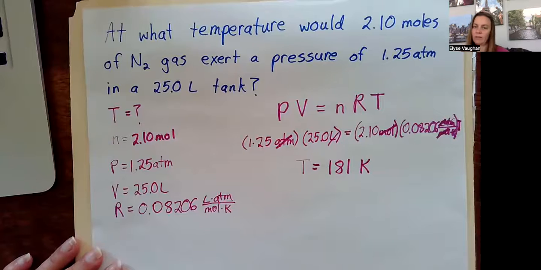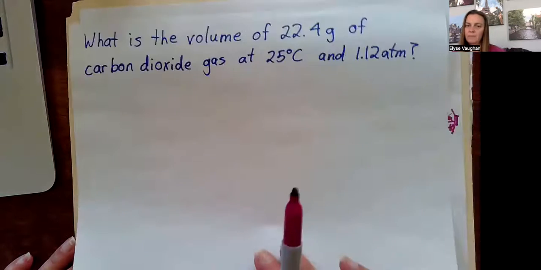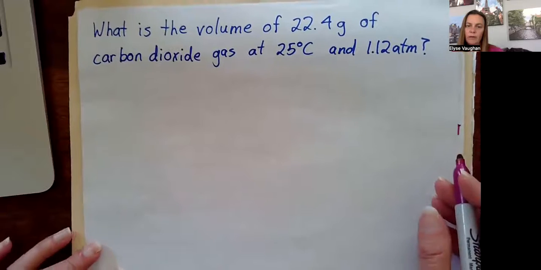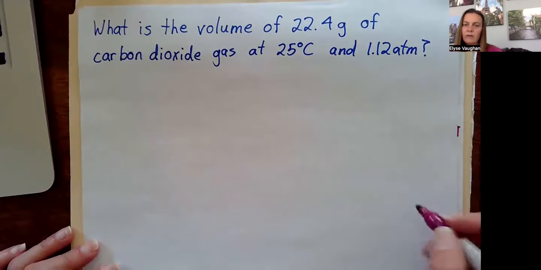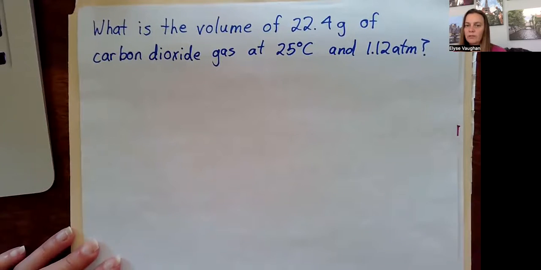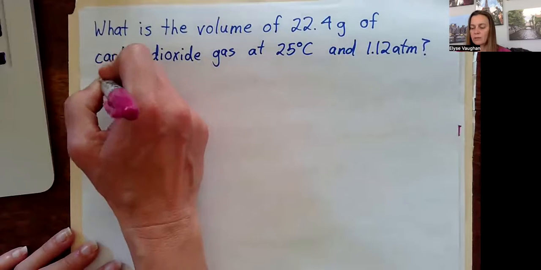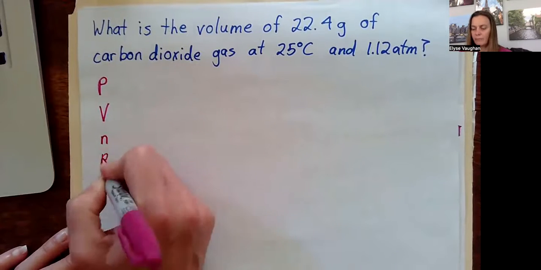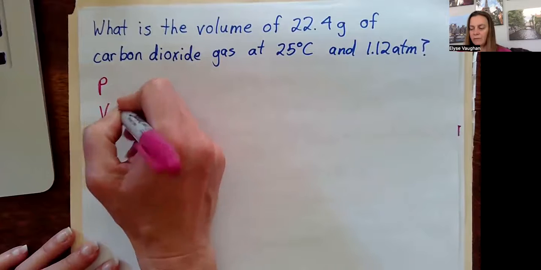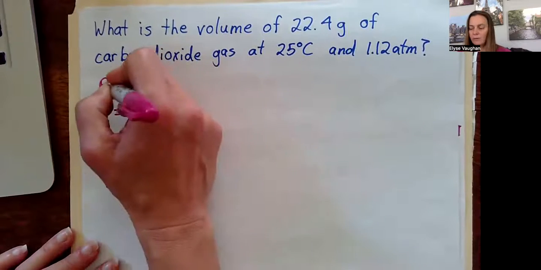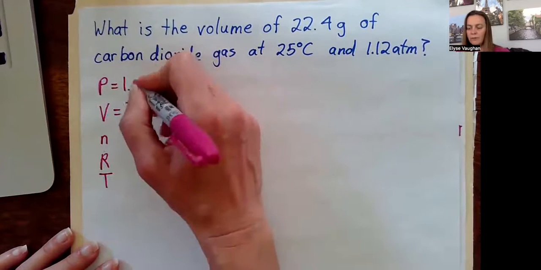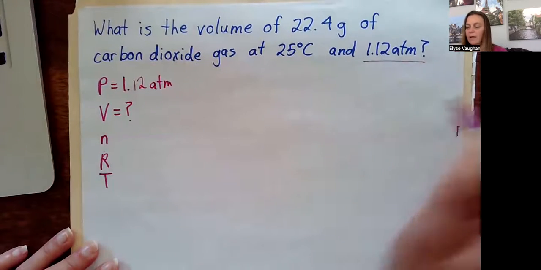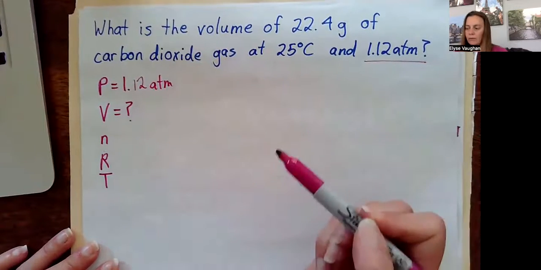But let's try one that's a little bit more complicated. So now we have, what is the volume of 22.4 grams of carbon dioxide gas at 25 degrees Celsius and 1.12 atmospheres? So I know this is a PV equals nRT problem. It's asking me to find volume. It gives me the pressure, 1.12 atmospheres.